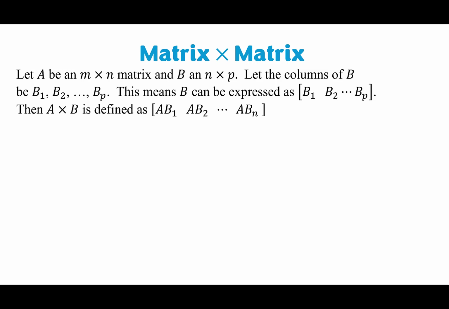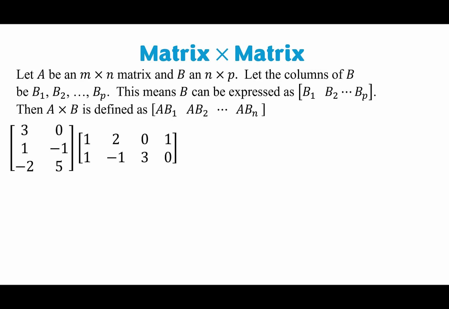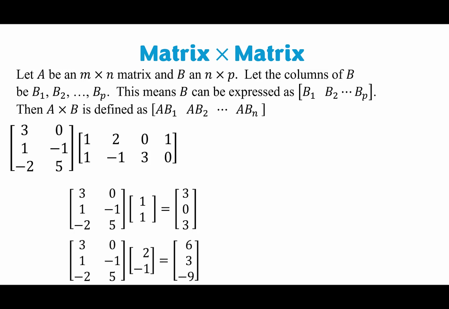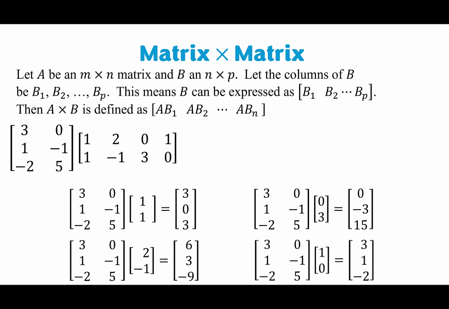So let's look at an example. Here's a matrix multiplied by a matrix. So the definition says, do A times the first column of B, then the second column of B, then the third column of B, then the fourth column of B. And those would form the new columns of our result. So here's A times B1. And this is a matrix times a column vector like we just looked at a minute ago. And here's A times B2, A times B3, A times B4.